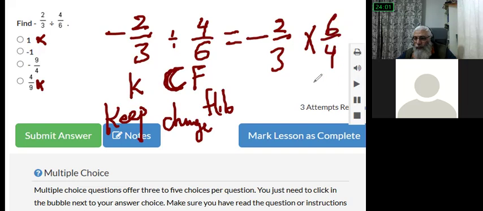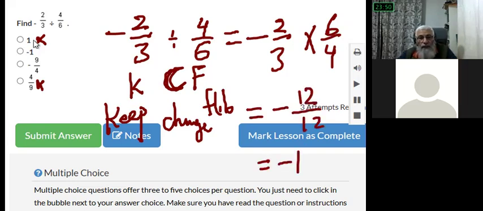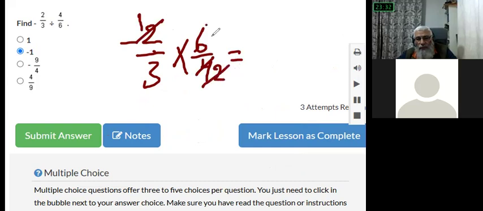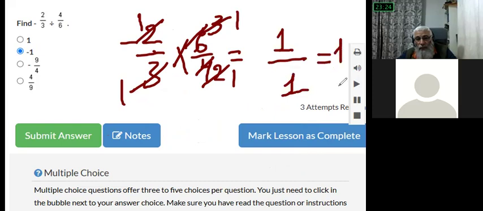It's 12 and then 12. It's negative 1. 12 divided by 12 is 1, so it is negative 1, correct. I like to simplify before multiplying. So you can simplify 2 and 4: divide 2 equals 1, divide 2 equals 2. Simplify 2 and 6: divide 2 equals 1, divide 2 equals 3. Simplify 3 and 3: divide 3 equals 1, divide 3 equals 1. So it is 1 times 1 is 1, 1 times 1 is 1, 1 over 1 is 1.